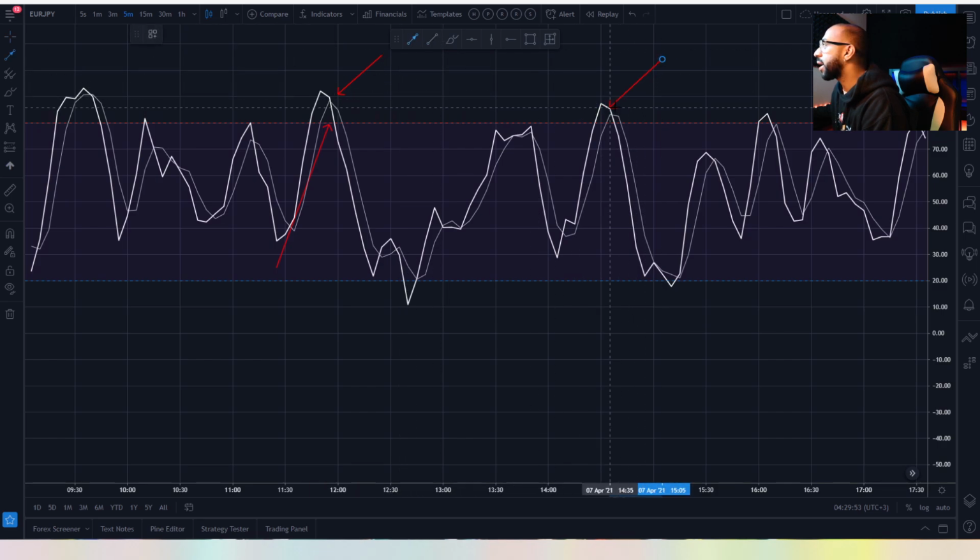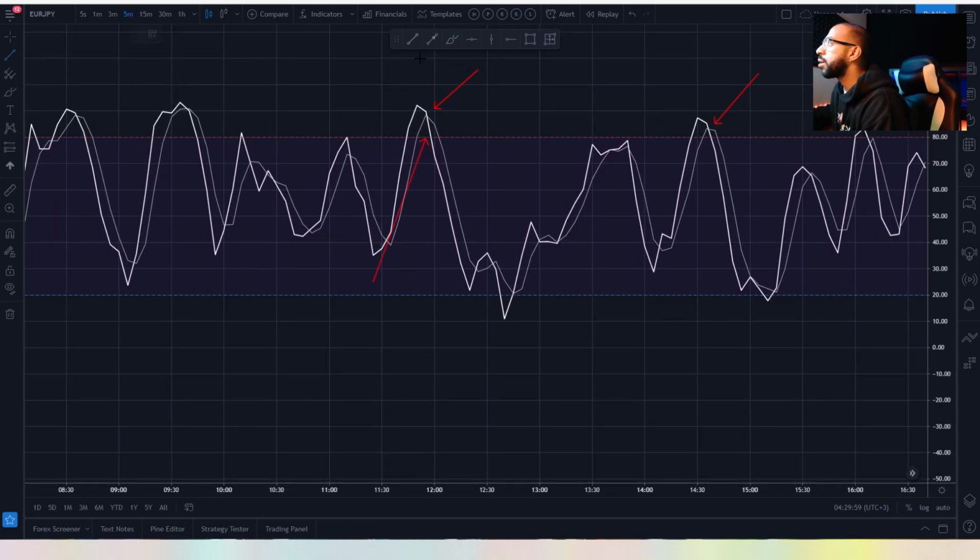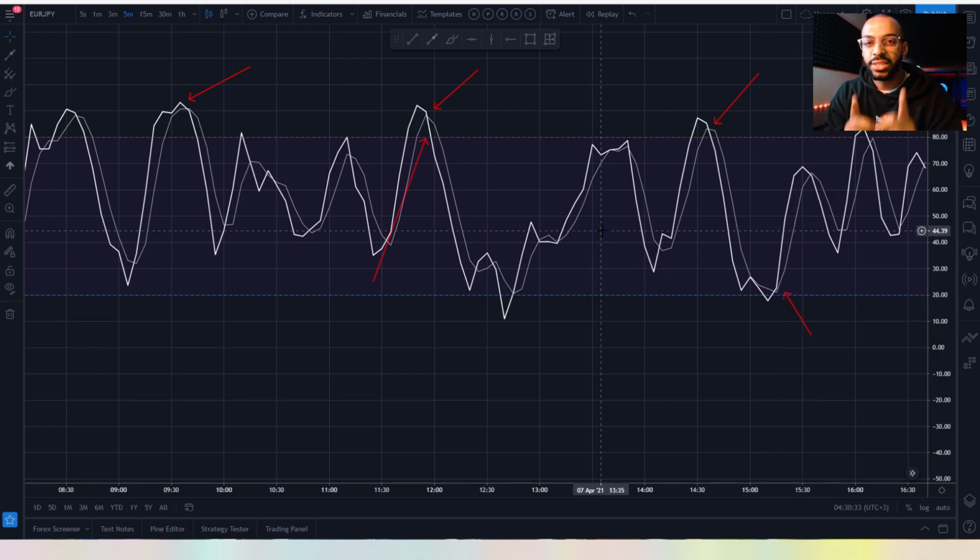So if we see all these right here, you guys see that? When the two white lines cross each other going in the direction that you're looking to trade. So if I'm looking for sells, I want them to cross going down. If I'm looking for buys, on the flip side, I want them to cross going up. When they cross in the direction that you're looking to trade, this is when you enter.